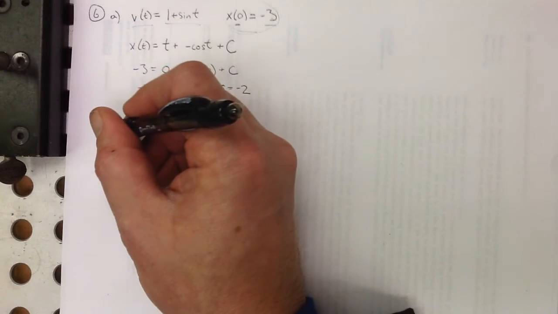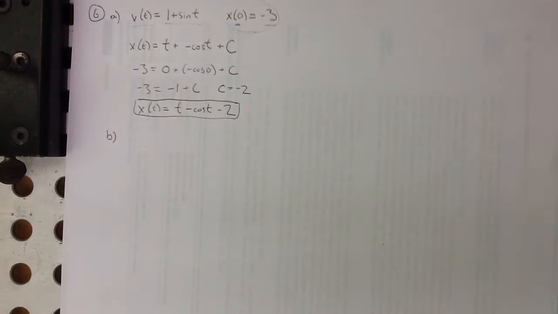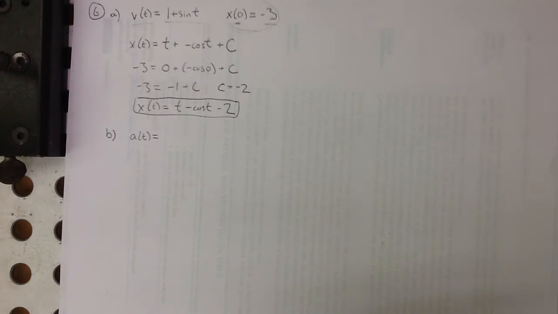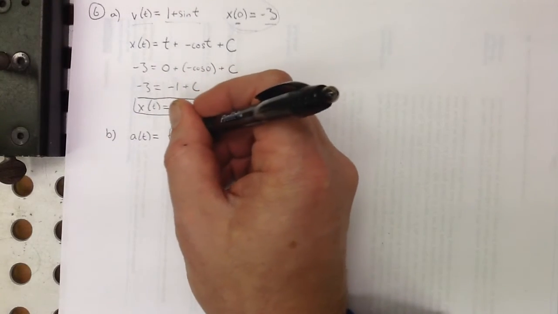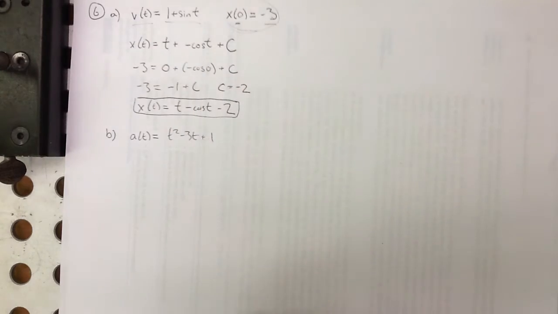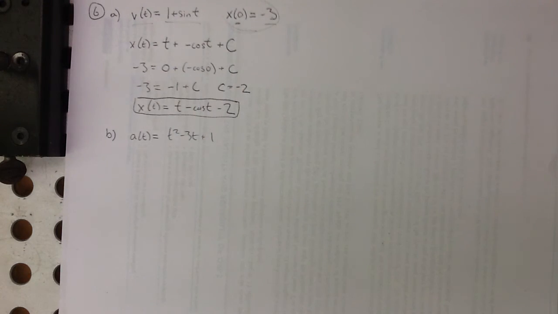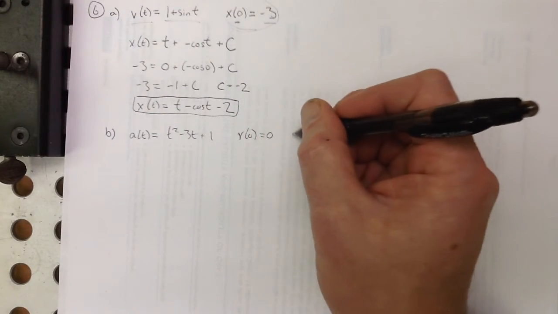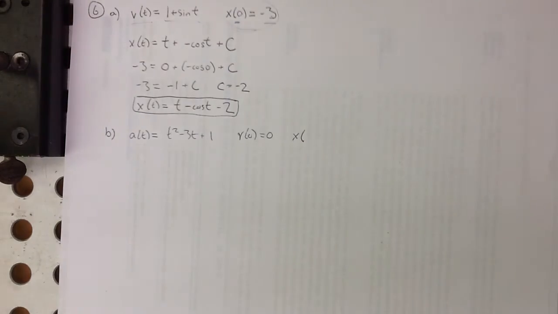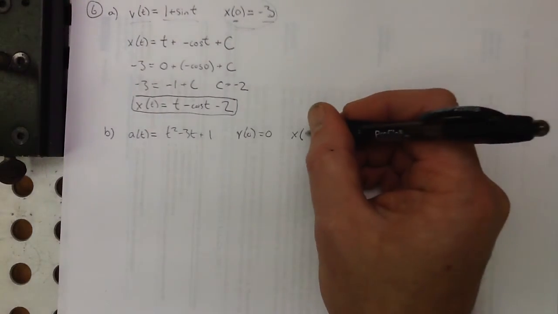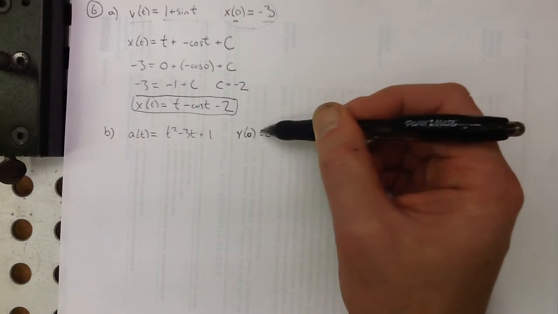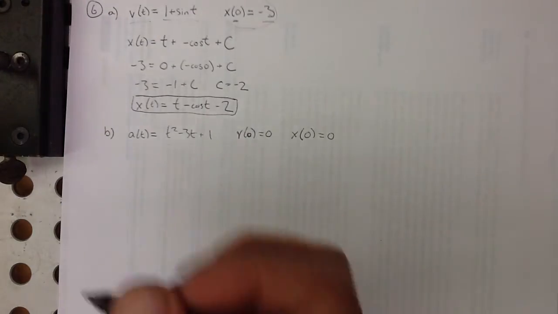All right, in part B of that problem, they're giving us an acceleration function. And let's see, it's t squared minus 3t plus 1. And they're giving us a couple pieces of information. The velocity at time 0 is 0, and the position, I'm going to write it as an x instead of an s, is also 0. Right, so you could call this the initial velocity, right, at time 0. The initial velocity is 0, the initial position is also 0.